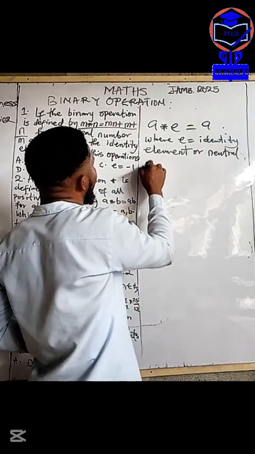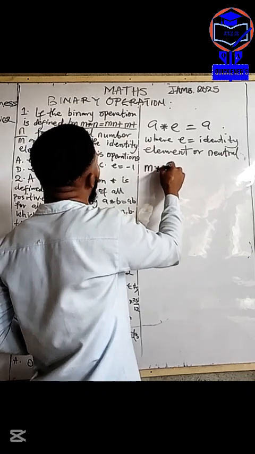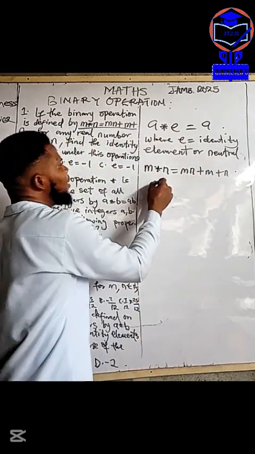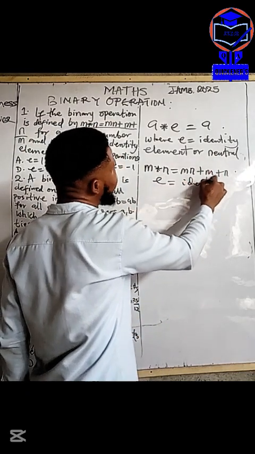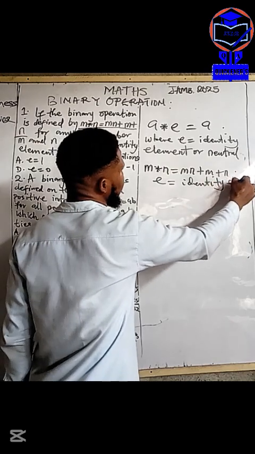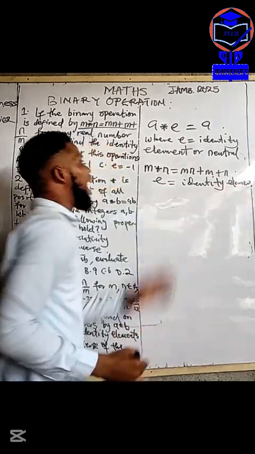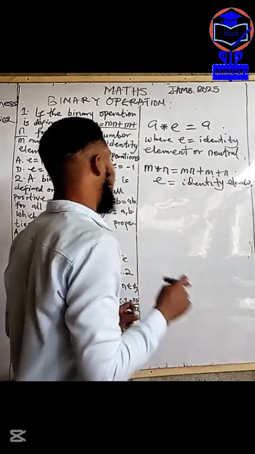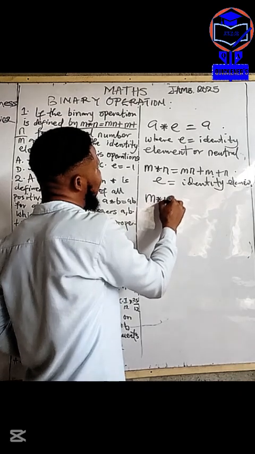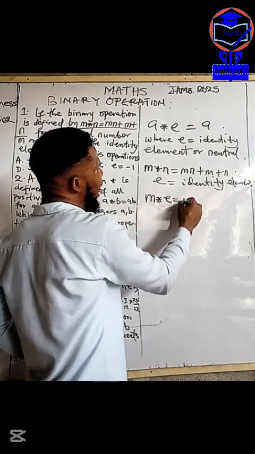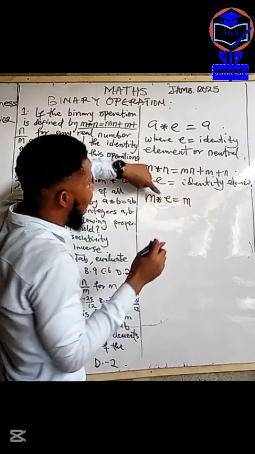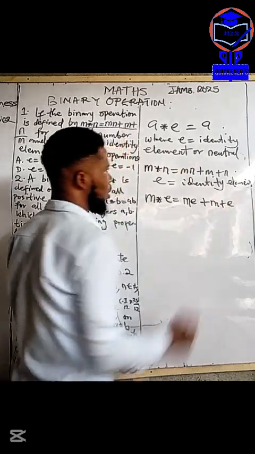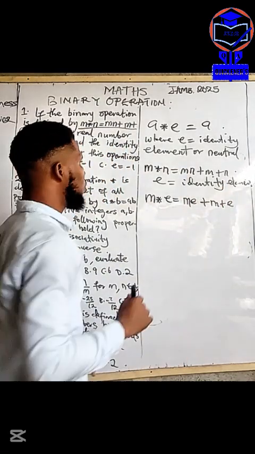So let's bring the operation here. M operation n equal to mn plus m plus n. So let E be the identity element. Now, what is that element that when we operate, we will not have a change, the result will still remain the same. Alright, so let's say M operation E gives me M. Here, E has replaced the position of n, so we're going to put E here: mE plus m plus E.